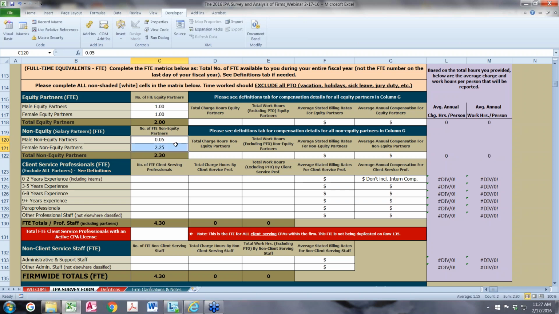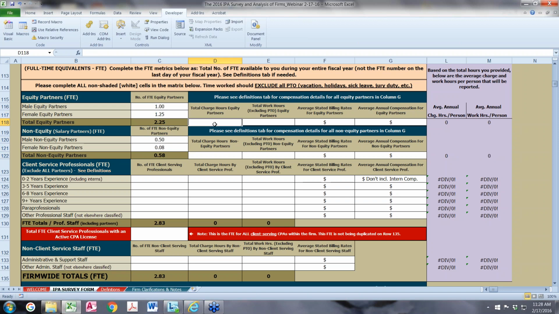If you have a full-time person that started on July 1st, for instance, they would be considered 0.5 FTE because they were available to you for half the year. If you have a full-time person who works 30 hours a week, they would be considered 0.75 FTE. If you have a partner who was admitted on October 1st, please consider them a 0.25 FTE for your fiscal year end.